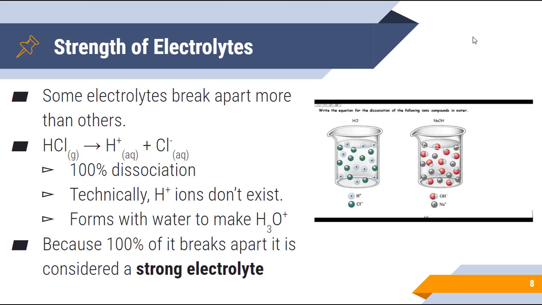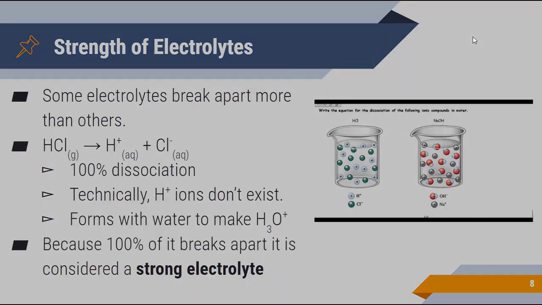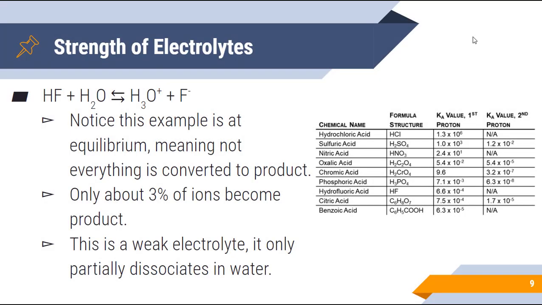Because every single HCl molecule, when you put it into water, breaks apart into H and Cl, it is considered a strong electrolyte. That is the same thing with something like NaCl. You're going to get 100% of it to break apart into Na plus and Cl minus, and therefore is a strong electrolyte.